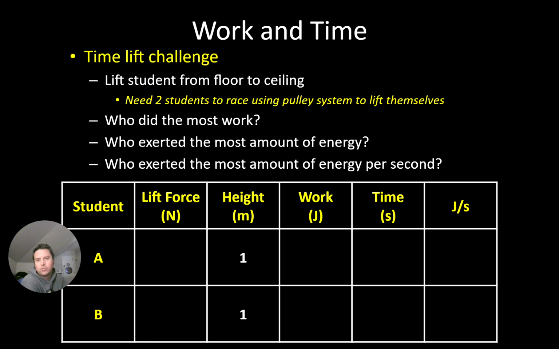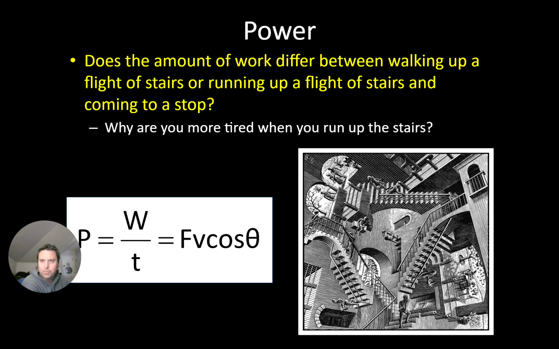I took 4 seconds, you took 2 seconds. Well, 100 divided by 4 is 25. 100 divided by 2 is 50. You did 50 joules every second, and I only did 25 joules every second. That is what we call power.